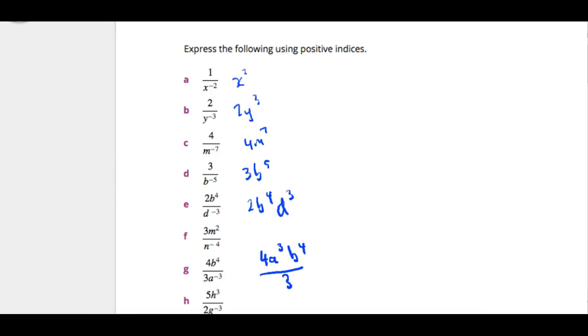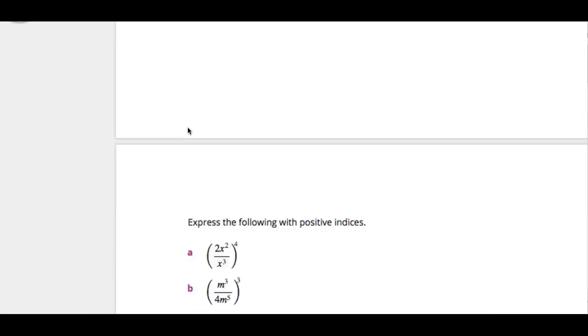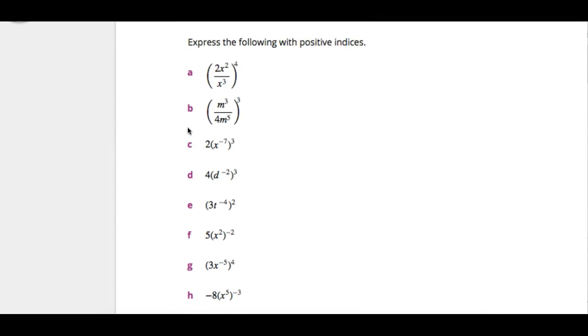All right, so see how you go with them. You can always check your answers with the solutions or ask for help if you need some help. One last question. Let's scroll to question 3. Okay, so here we're going to write them with positive indices. So a and b are going to be positive anyway. So I'm going to start with C.